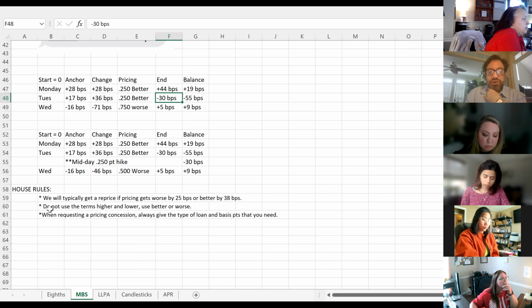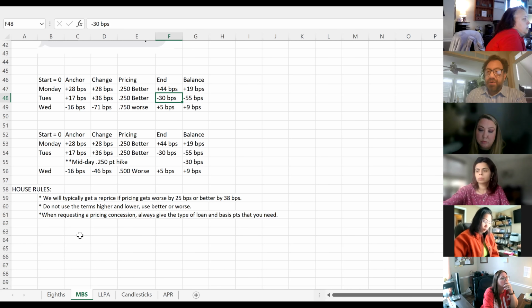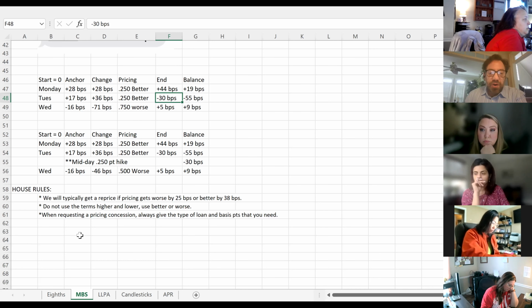We already talked about don't use the terms higher and lower, use better or worse. Everybody knows what you're talking about. And here's the thing. To sound intelligent, when you ask me or your manager or Brad Chattel, our secretary, for a price concession, don't tell them, hey, can I have $172 on my loan? That's meaningless. They don't know if you're doing a $50,000 loan or a $1 million loan or a jumbo or a conventional. They know what their margins are, but they don't know about your particular loan. So the way you express it is in basis points.